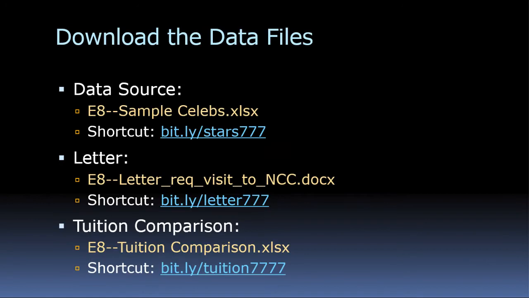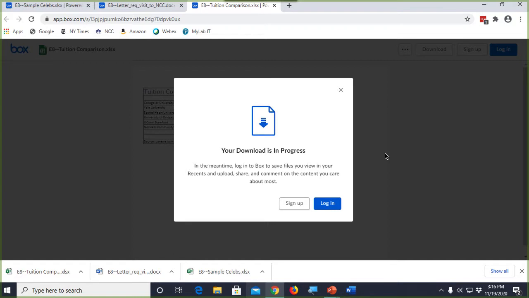Well, we need some data files. So if you go and download these files, you use the shortcuts, and that should work pretty well, or click on the links in the description of this video. When you download from my Box account, this thing pops up here. It's just trying to get you to sign up for a Box account, which is actually a good thing. But for now, we're just going to click X here to ignore it.